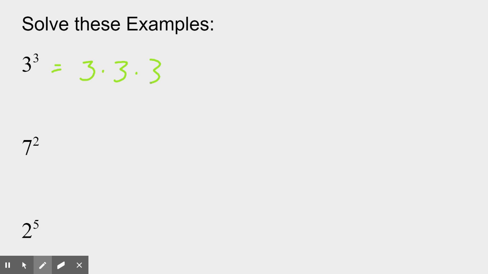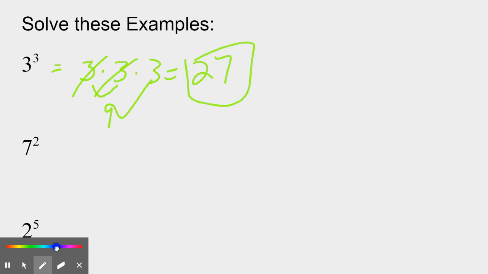So now I need to solve. Well, start by multiplying your first two numbers. 3 times 3 gives me 9. And I'm going to mark those off because I'm already done. Now I need to multiply that product by what's left over. So 9 times 3 gives me 27. So 3 cubed equals 27.